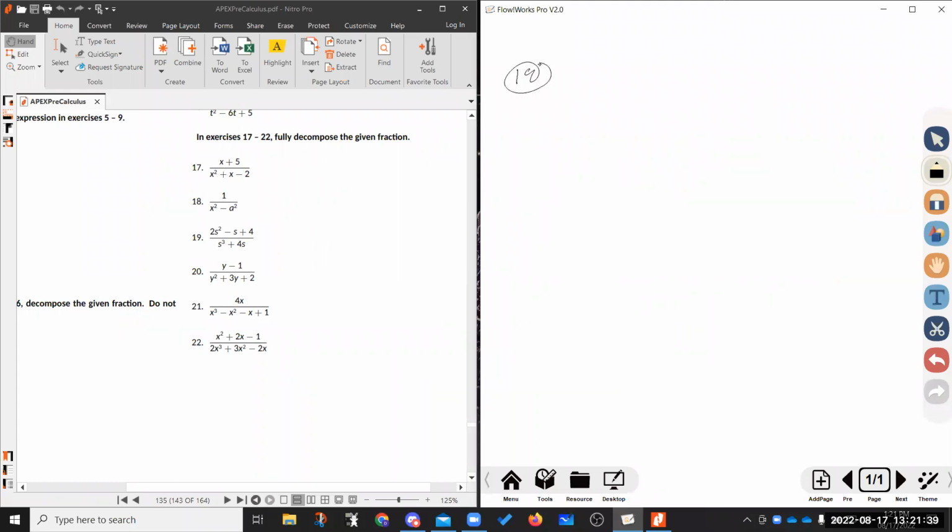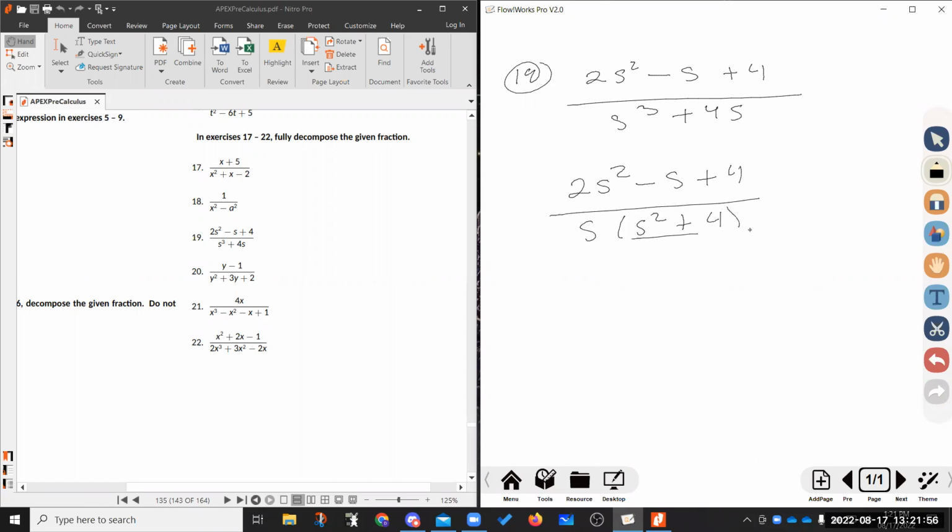Number 19, 2s squared minus s plus 4 over s cubed plus 4s. That's 2s squared minus s plus 4 over s times s squared plus 4. That's an irreducible quadratic. So we're looking at a over s plus bs plus c over s squared plus 4 is equal to 2s squared minus s plus 4 over s times s squared plus 4.